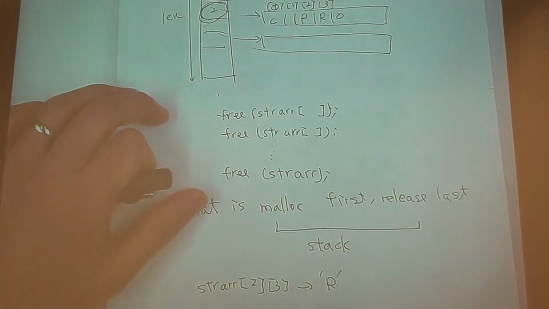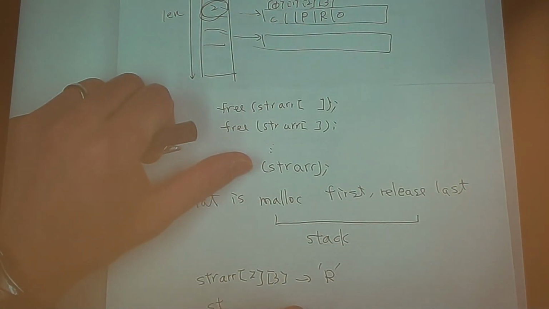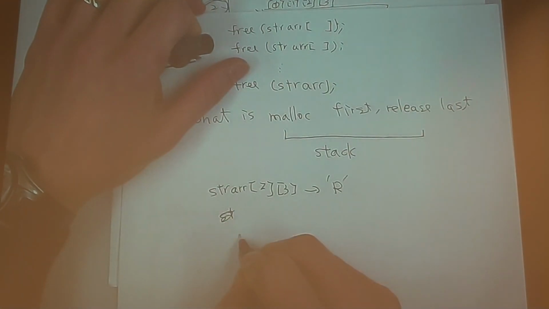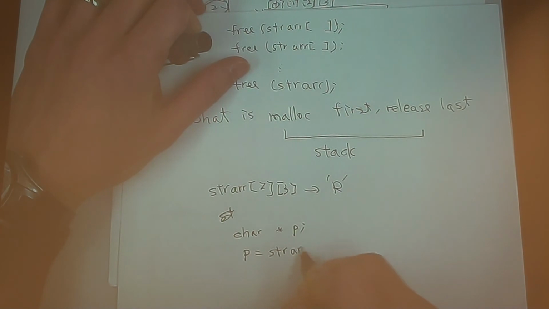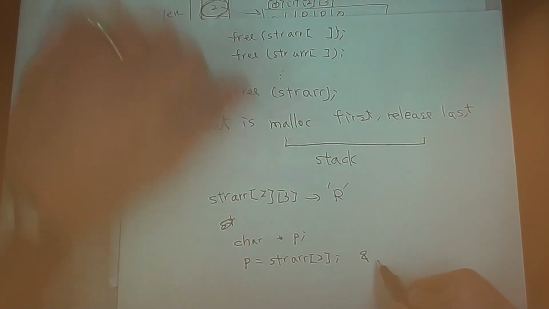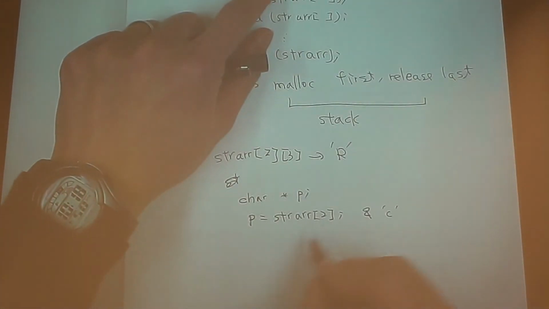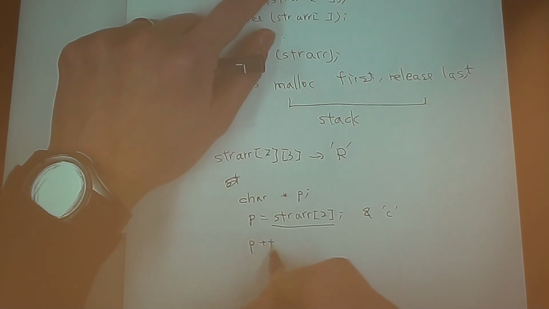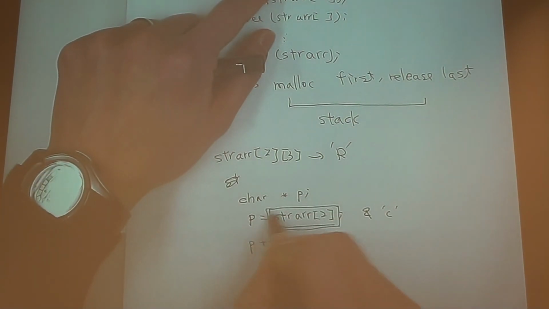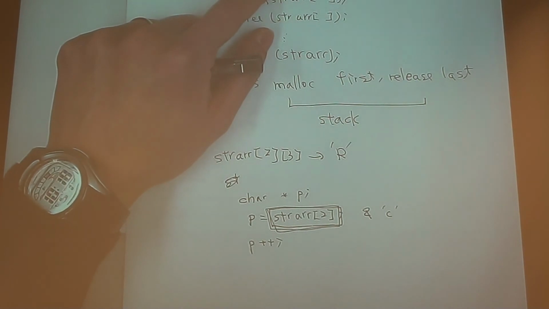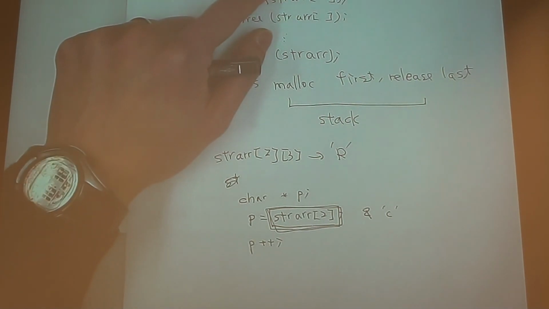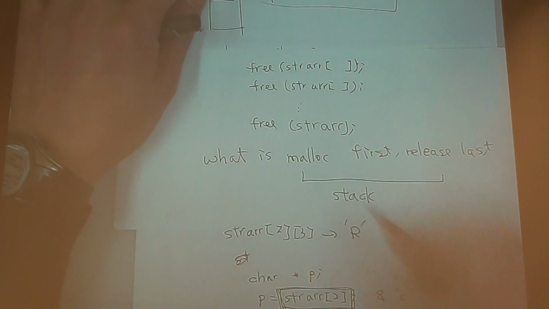I want to go to the next character. Then you can do this: you give another pointer. You say p equal to strarr 2, and that will be the address of the character C here. You can say p plus plus, but you don't want to change this one. If you change that one, you lose it. You want to keep it because later on you say free.